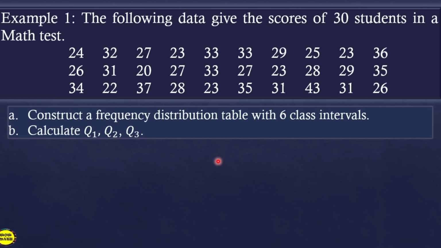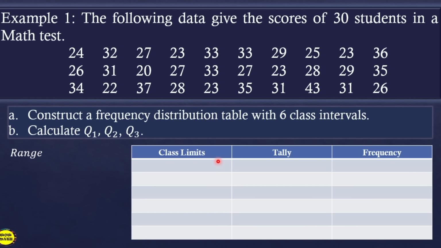Bago natin makonstruct yung frequency distribution table na yan, first, kunin muna natin yung range. Ano yung range natin? That is the highest score minus the lowest score. Ano ba yung highest score natin dito? 43. And then the lowest score is 20. Kung gusto nyo, i-arrange nyo muna into lowest to highest score para mas madali nyo makita, no? So, yung range natin, highest score minus the lowest score: 43 minus 20, the answer is 23.